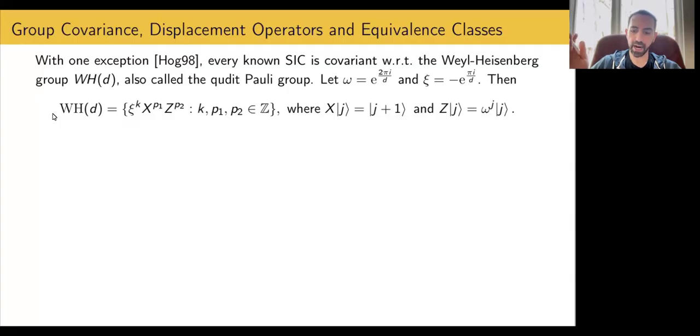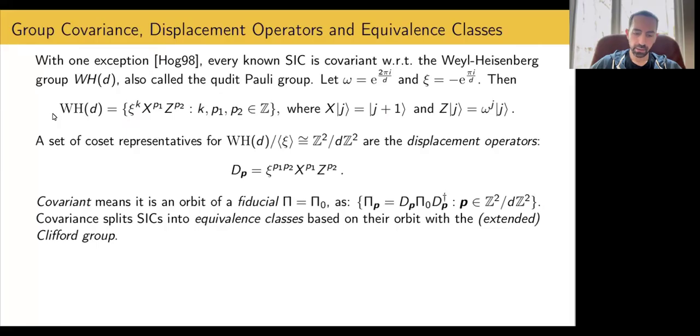And so here's how they act on the standard basis. I'm using Dirac notation. So the index arithmetic here is modulo d. This is in d dimensions. These things are a basis for C^d. And a set of coset representatives for this group modulo the center. So what does this group look like modulo its center? Modulo its center, it's just the abelian group Z_d cross Z_d.